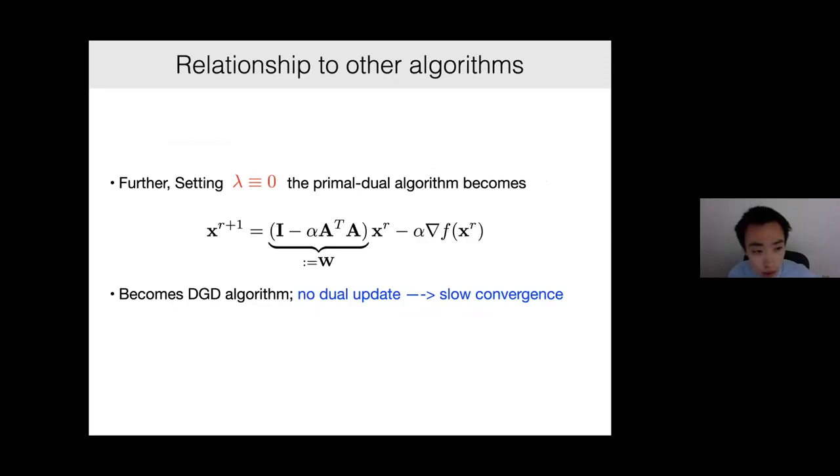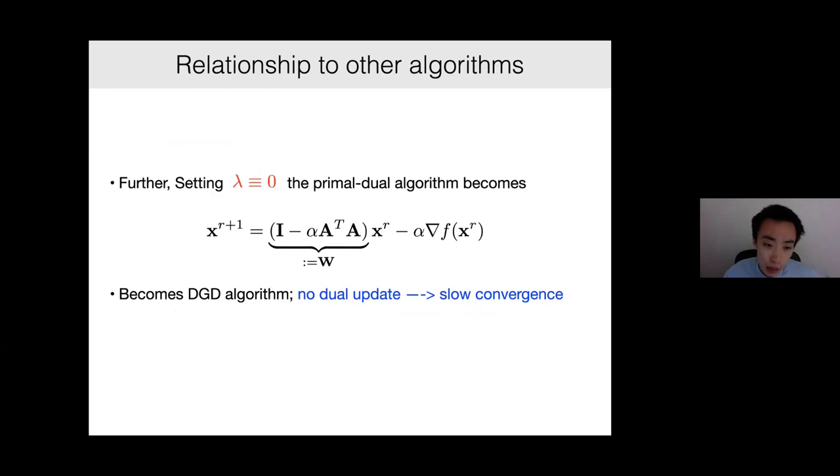Interestingly, if we set the dual variable equal to zero, you will find that the primal-dual-based algorithm is actually equivalent to the DGD algorithm. The rationale is that if there is no dual update, you will see a very slow convergence rate, which is one over epsilon squared. But if you introduce the dual update, you'll see one over epsilon, which is a faster convergence rate.